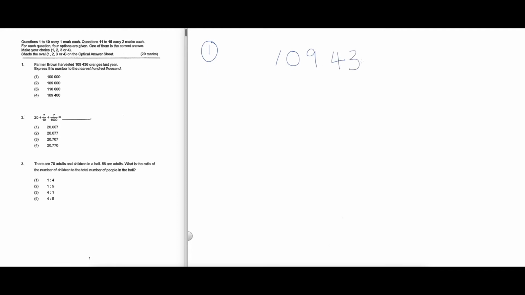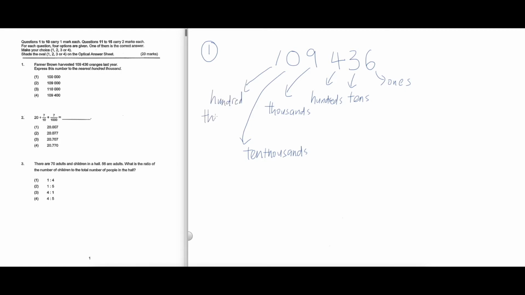Okay? So this is the ones place. Tens. Hundreds, thousands. Ten thousands. Lastly, this is the hundred thousands. Okay, so like I said, this is a step-by-step tutorial, so I'll be going through everything, okay?